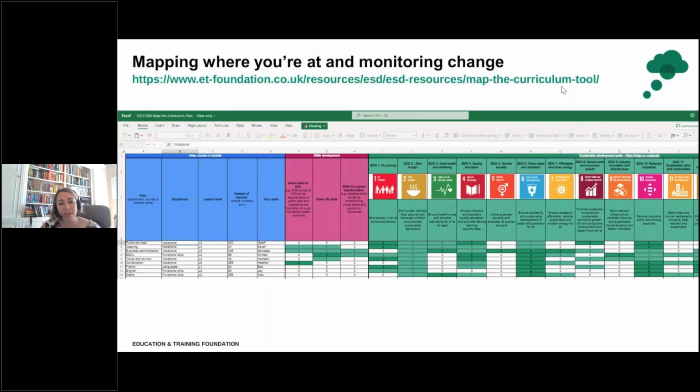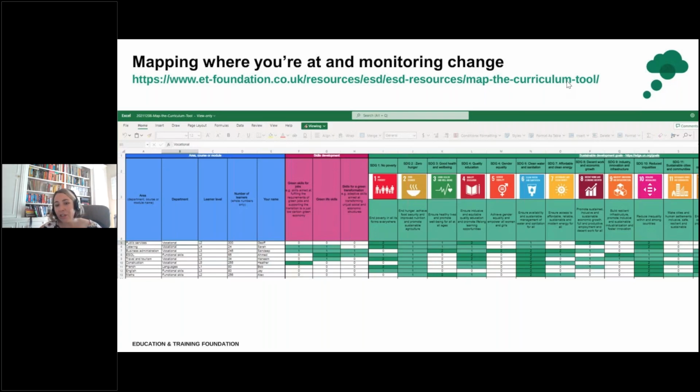What kind of sustainability topics are you including? Which ones are you missing? What kind of skills are you developing in your learners? And through a conversation with colleagues, perhaps with your learners too, you can start to map out your current ESD practices. And then the spreadsheet very fancily turns it into a nice dashboard for you to see some of those key metrics that you can use to monitor change over time.